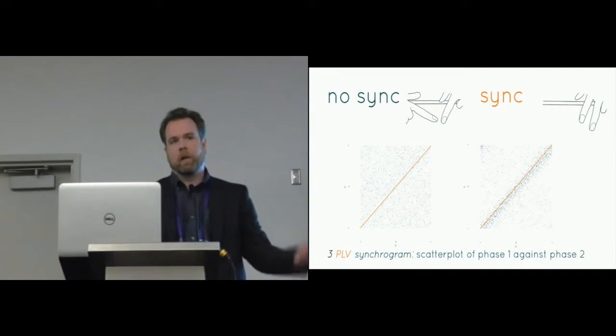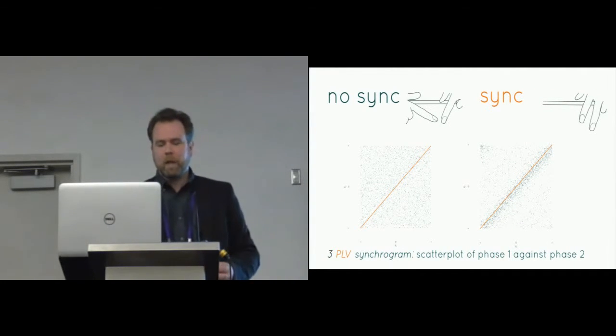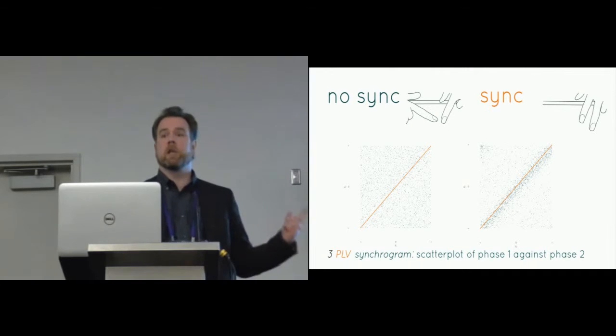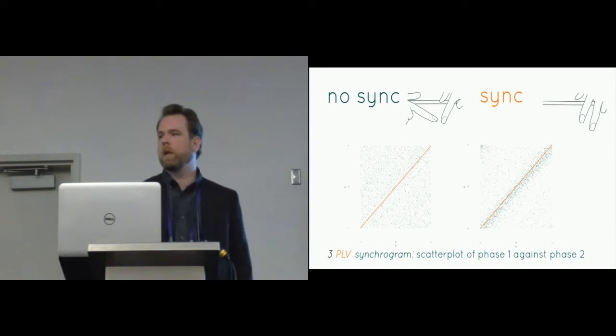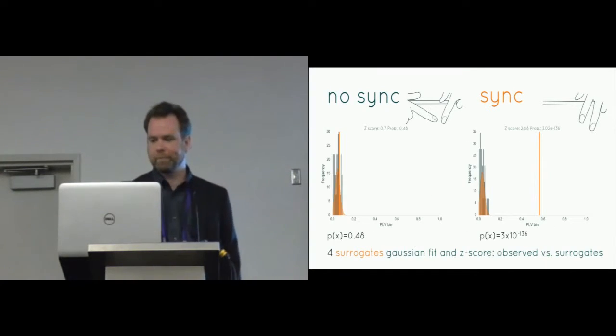The synchrogram plots the phase of one against the other. And you can see in the 2-hand case, it's essentially random. We have a scatter plot spread across the entire space. When we have 2 fingers from 1 hand, we get a clustering about the line. And that's what the PLV, the phase locking value, estimates.